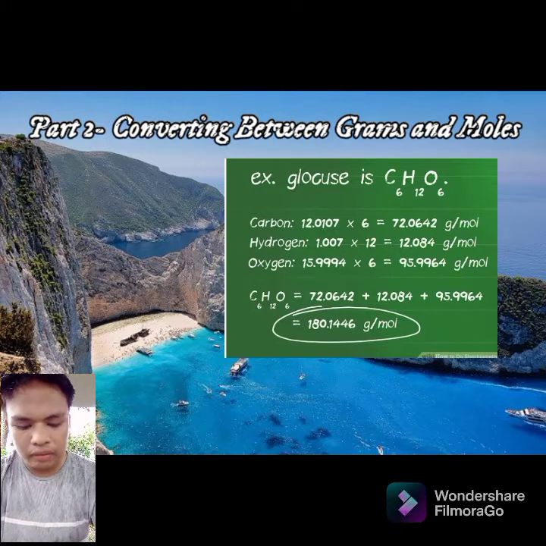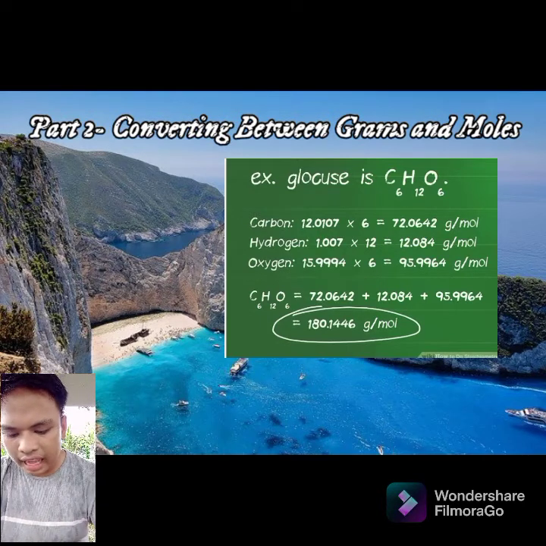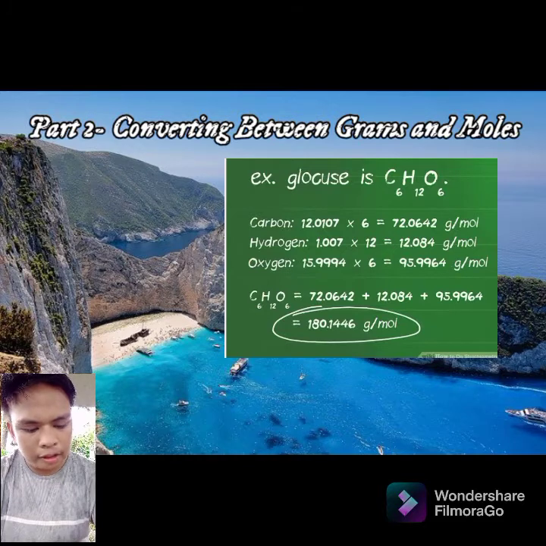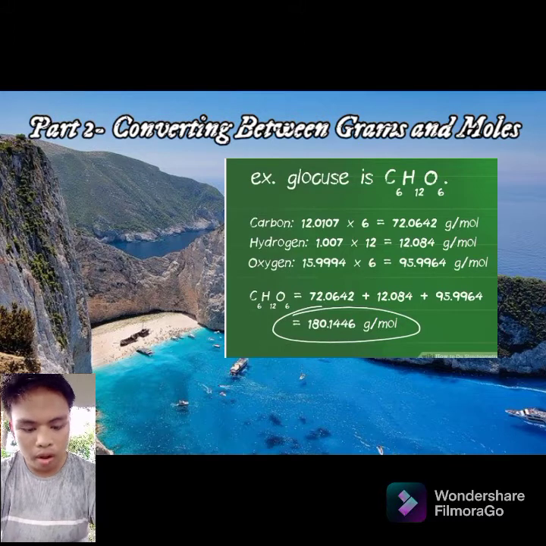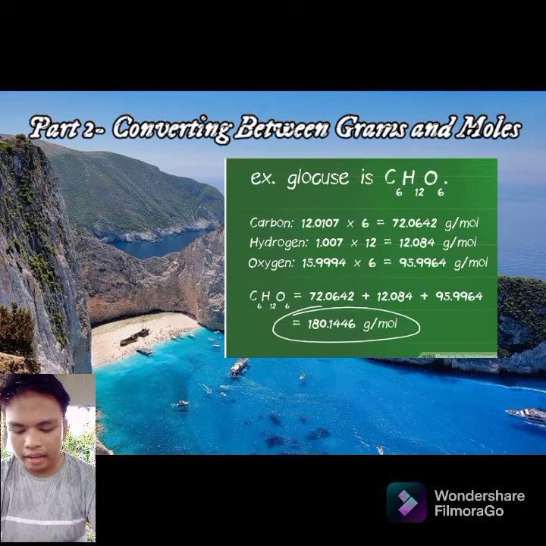Identify the atomic mass in grams per mole of each atom. The atomic masses of each element are usually found underneath the element symbol on a periodic table, usually as a decimal. The atomic masses of the elements in glucose are carbon 12.0107 gram per mole, hydrogen 1.007 gram per mole, and oxygen 15.9994 gram per mole. Multiply each element's atomic mass by the number of atoms present in the compound.